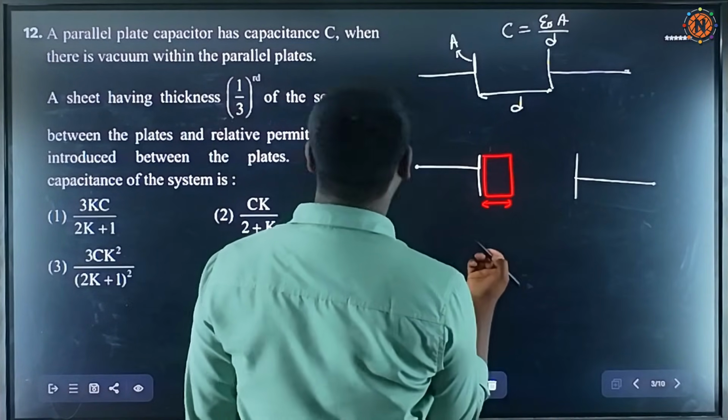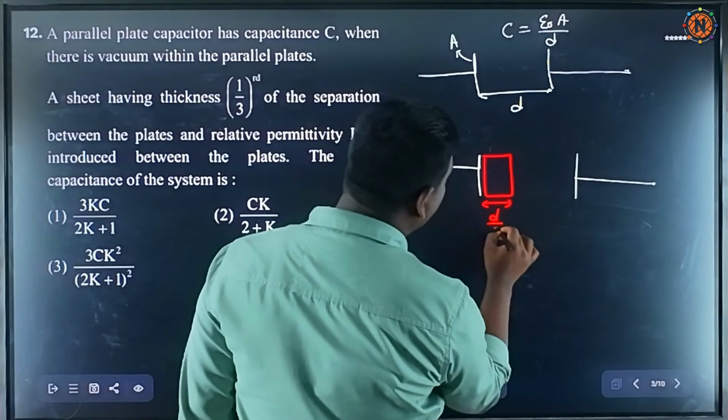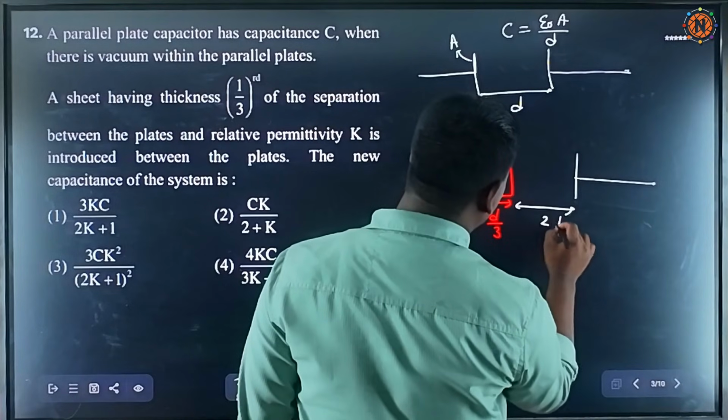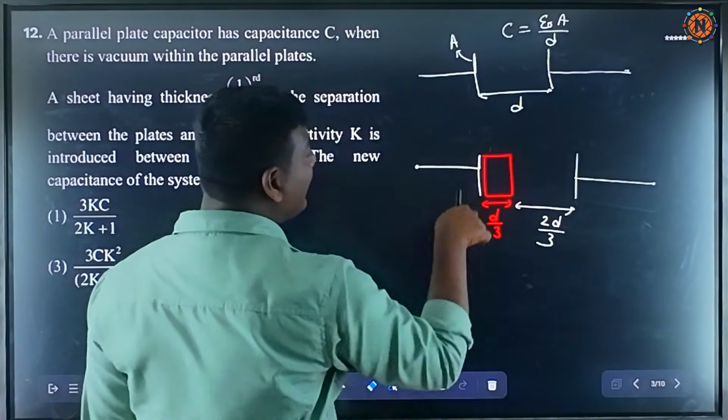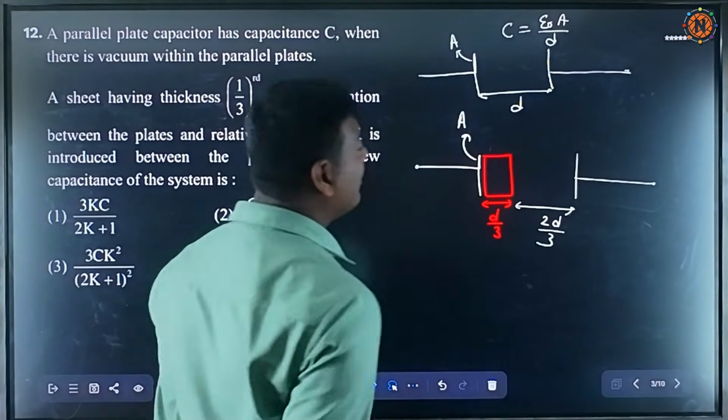Just its length is 1/3 of the separation. Means if the separation is D, this distance will be D by 3, and the remaining distance will be how much? 2D by 3, yes or no? But you can see the area remains the same. So if the initial area is A, the final area will also be A.